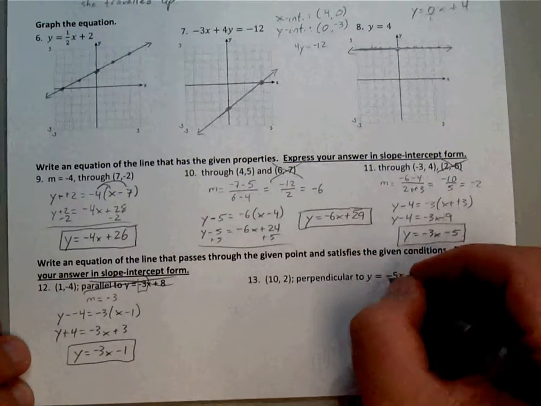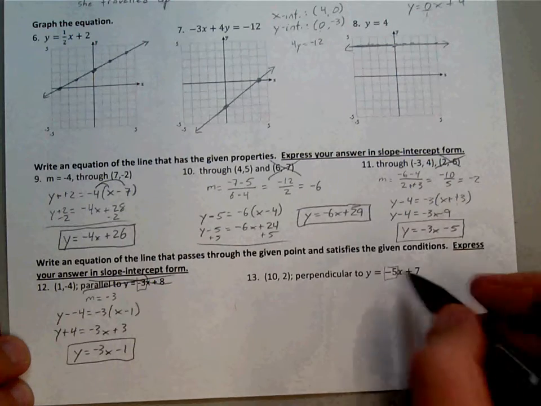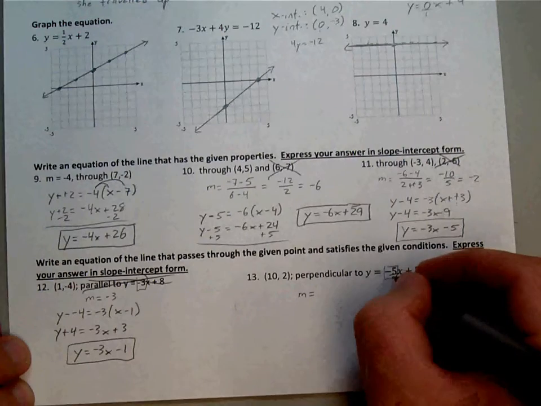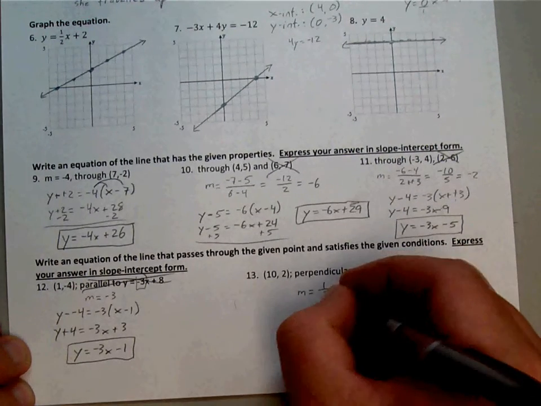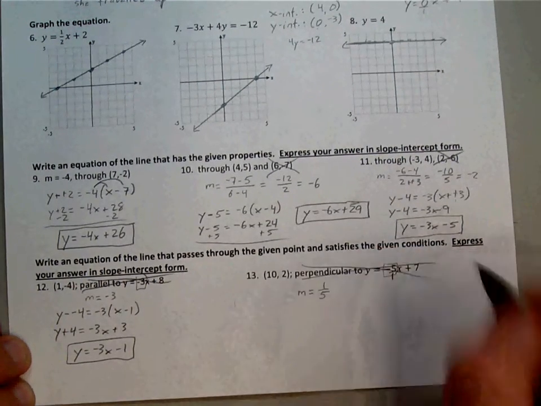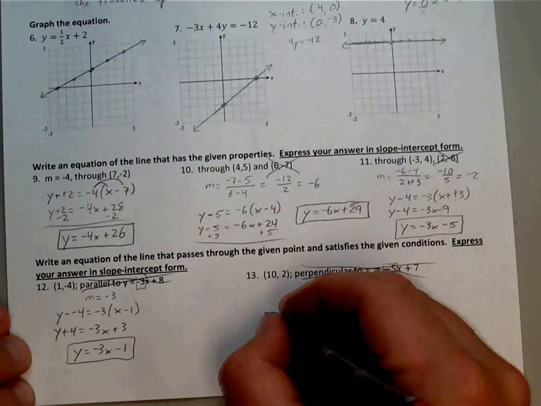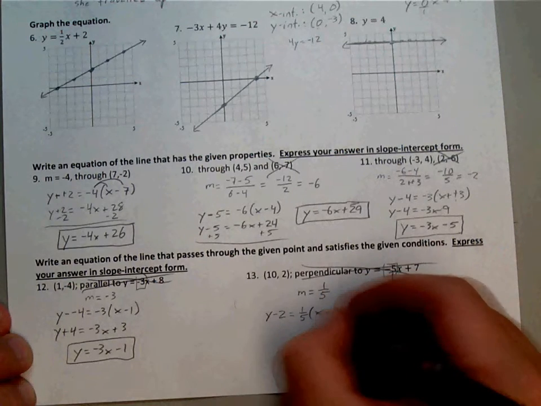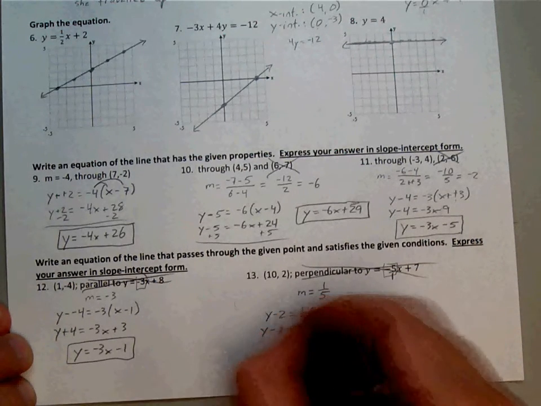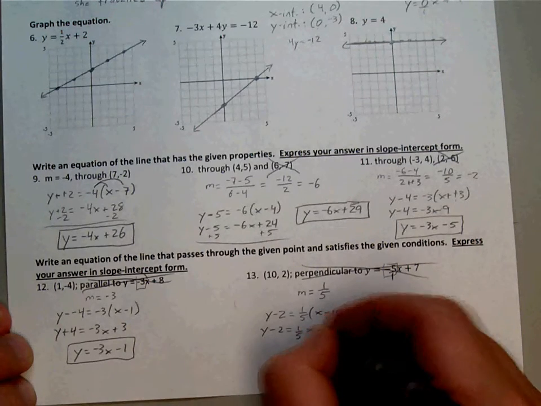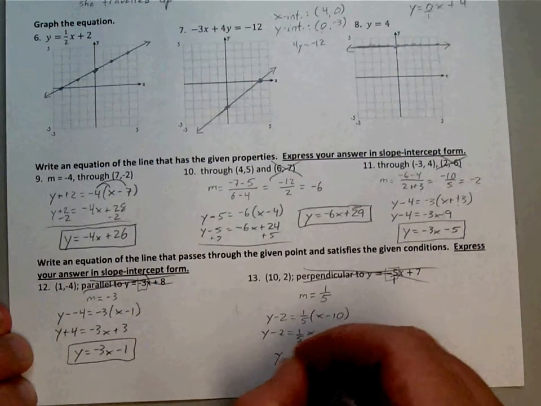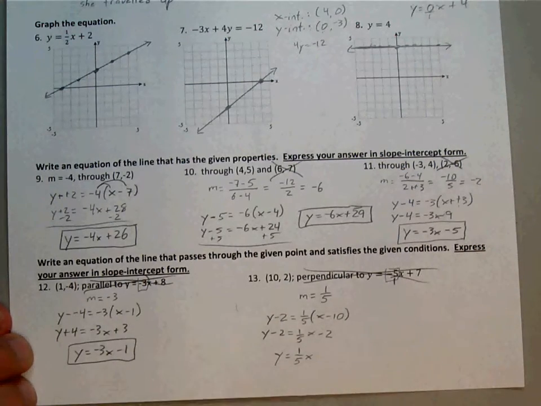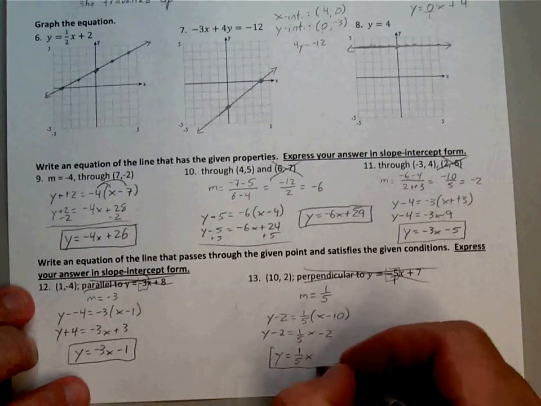Number 13, perpendicular. So that has a slope of negative 5, but if I want to be perpendicular, I do the opposite reciprocal. So negative 5 over 1 becomes positive 1 over 5. Done with that equation now. Use point slope form. Y minus 2 equals 1/5 times x minus 10. Distribute. 1/5 x minus 2. Add 2. I just get y equals 1/5 x. It'd be plus 0, we don't need to put the plus 0.